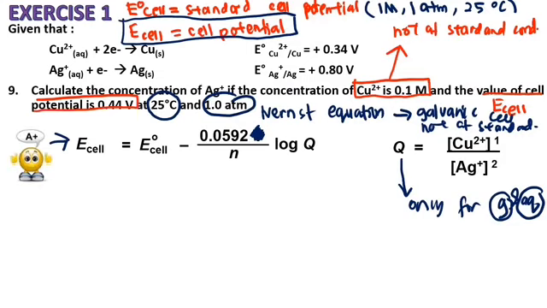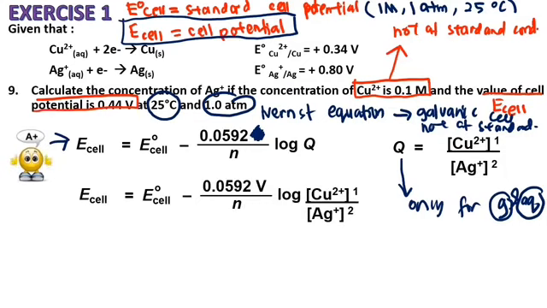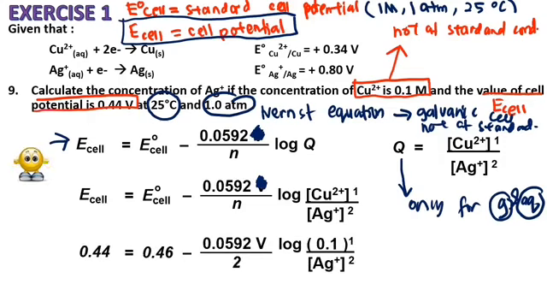Okay? Next. Substitute the values. E cell equals to, okay, E not cell minus 0.0592 over n log copper 2 plus over Ag plus to the power of 2. So, substitute the values. 0.44 is already given in the question. Okay, 0.44 here. 0.46 was already calculated in question number 3 earlier. Look back. Number 3 already calculated the standard cell potential 0.46. And then divide by n. n refers to the electrons transferred in the galvanic cell. So how many electrons transferred? 2 electrons transferred from the anode to the cathode.